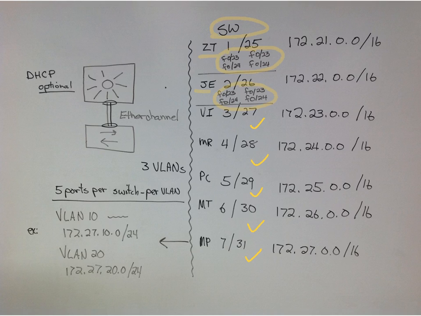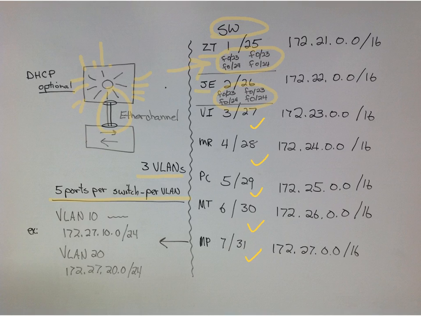So here's the diagram. You want between, like for example those ports, you want EtherChannel connected between. You want to create 3 VLANs, 5 ports per switch per VLAN, so you have 5 ports here on one VLAN, 5 on another, and 5 on another.